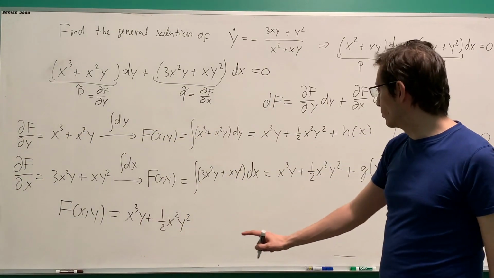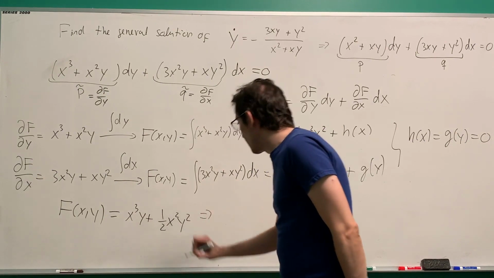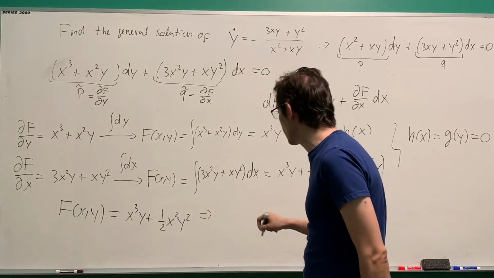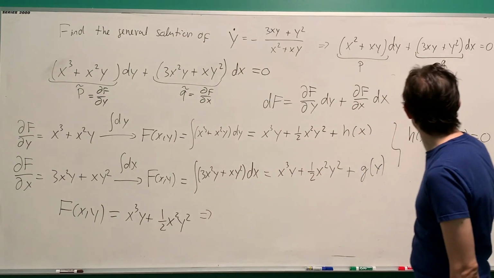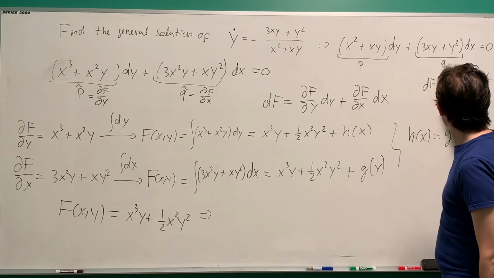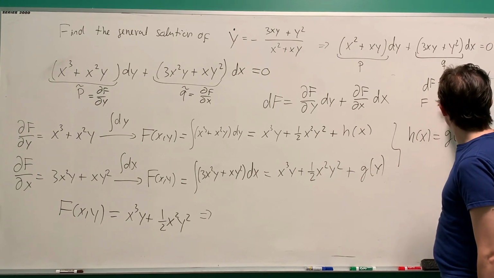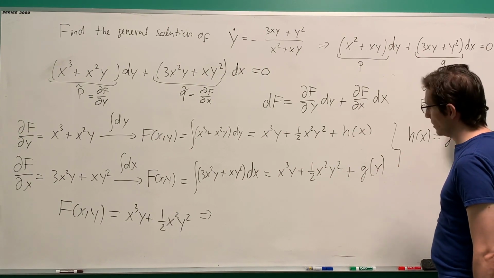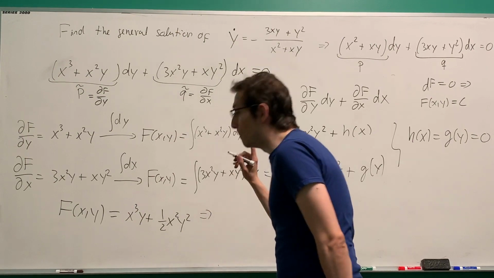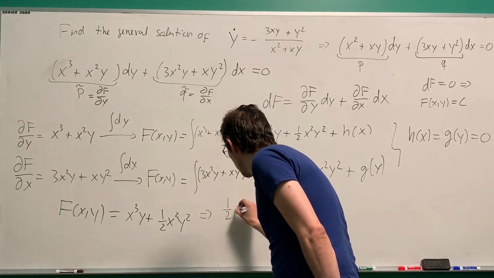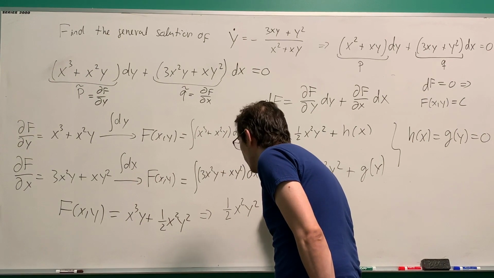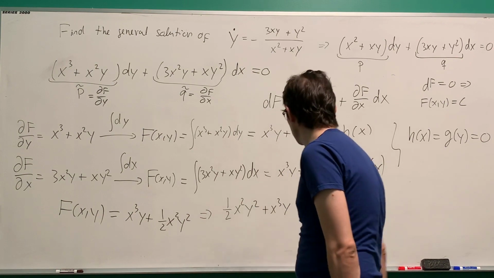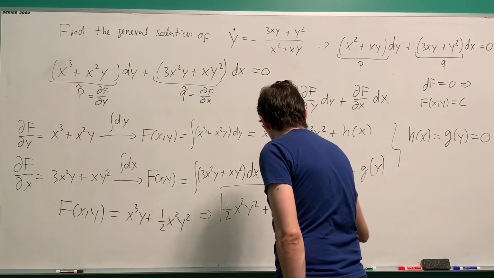Wonderful. This is not the solution to the problem. The solution to the problem is, well, now I need to write f of x, y equals a constant. That's the solution to the problem of integrating a differential form. If you have df equals 0, then the solution is that f of x, y equals a constant. So we write the implicit solution as 1/2 x squared y squared plus x cubed y equals constant. And that is the implicit solution.